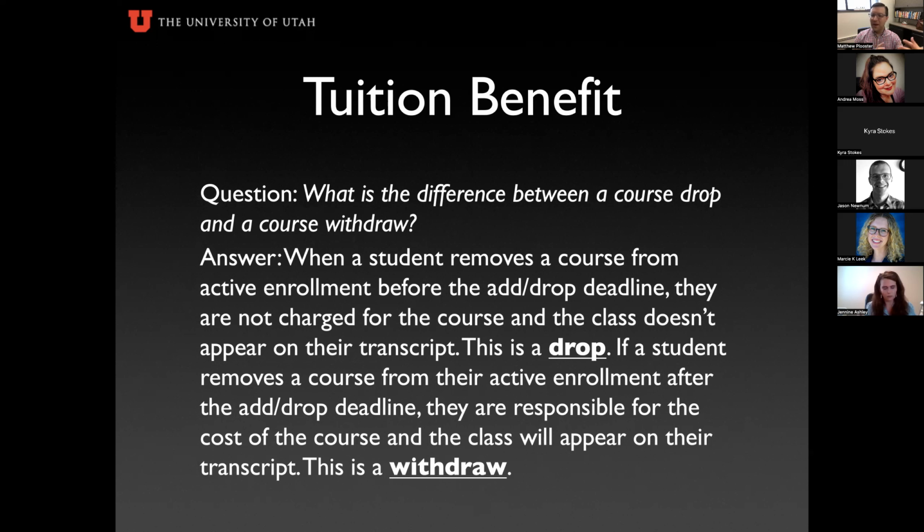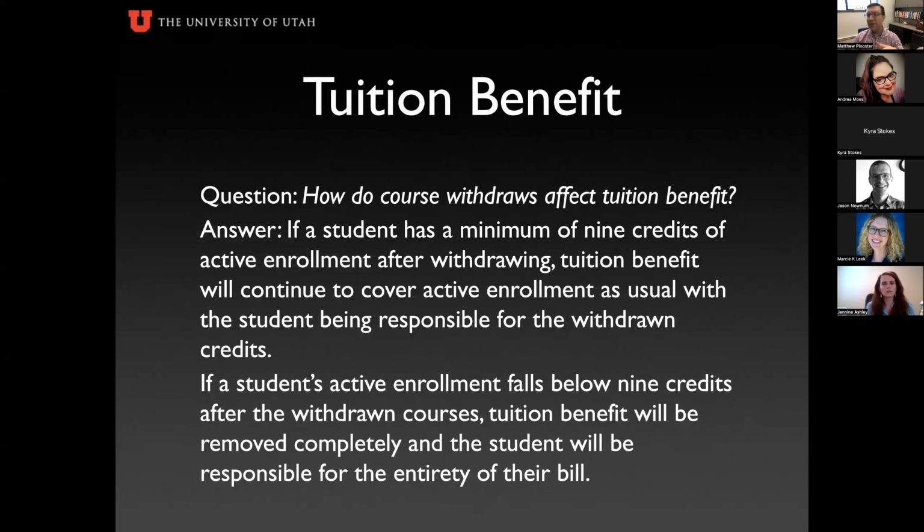This is a drop. If a student removes a course from their active enrollment after the add/drop deadline, they are responsible for the cost of that course and the course will appear on their transcript, and that is called a withdraw. So a very big difference between the two. And our next question is, how will this impact a student with tuition benefit if they withdraw?